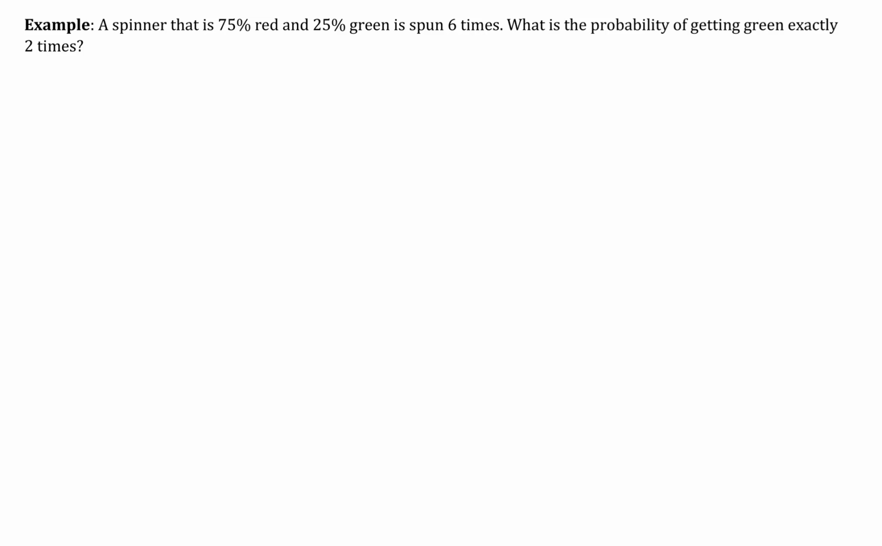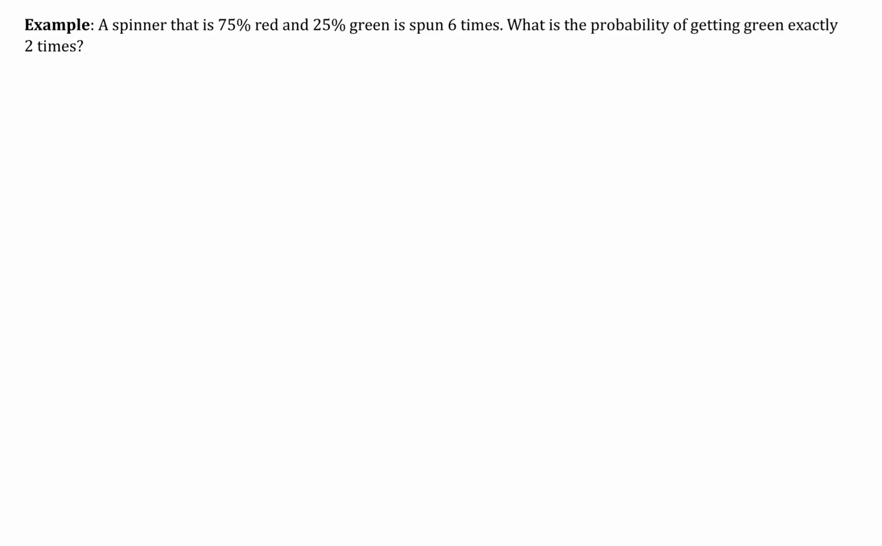In this video, we will calculate a binomial probability. A spinner that is 75% red and 25% green is spun 6 times. What's the probability of getting green exactly 2 times?